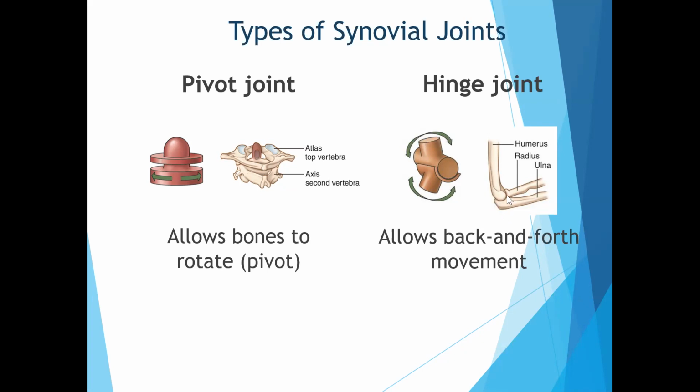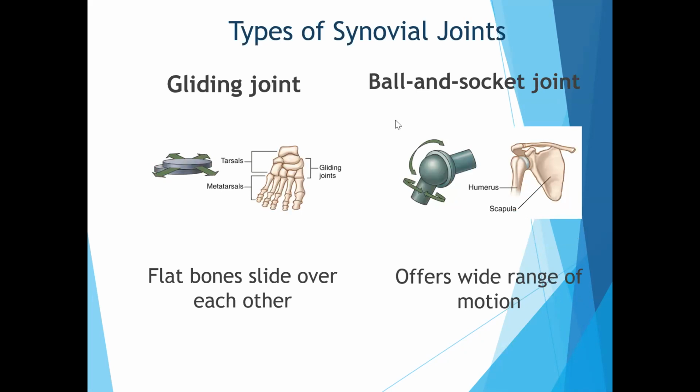The hinge joint will allow back and forth movement. So your elbow, or your humeral ulnar joint, is a good example of this. Your elbow, you can straighten it and you can bend it back up with that hinge. A gliding joint is typically where flat bones are found that can slide next to each other. Your tarsals, or your ankle bones, and your carpals, or your wrist bones, are good examples of these.